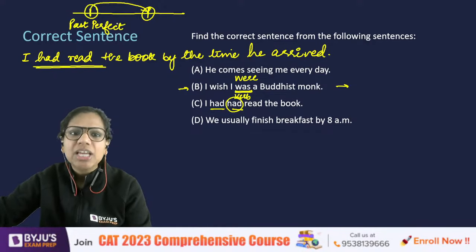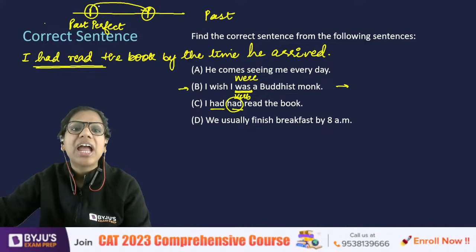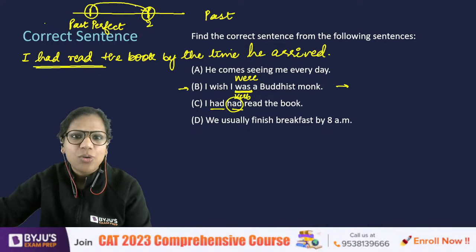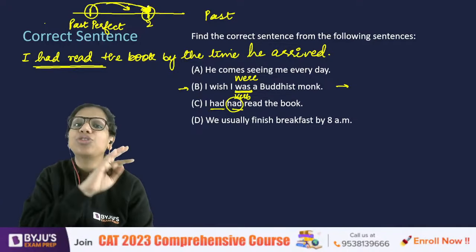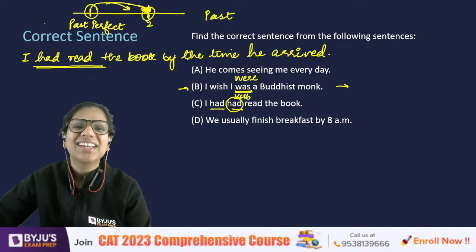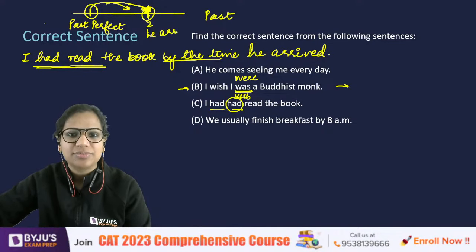We use it when we want to talk about two actions that happened in the past. One of them happened before the other and got finished either before the second one or by the time the second one happened. Okay, या तो इससे पहले ही finish हो गया या इस limit तक तो finish हो ही गया. Right? So I had read the book by the time he arrived.